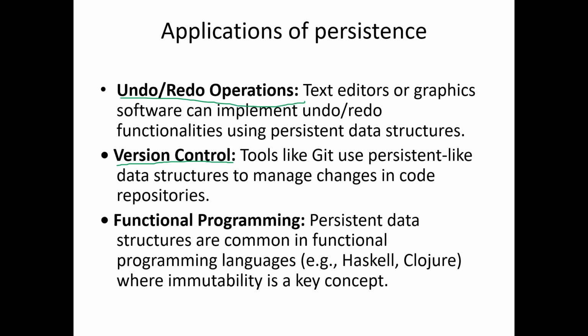Functional programming: persistent data structures are common in functional programming languages, for example Haskell and Clojure, where immutability is a key concept. These are the applications of persistence.